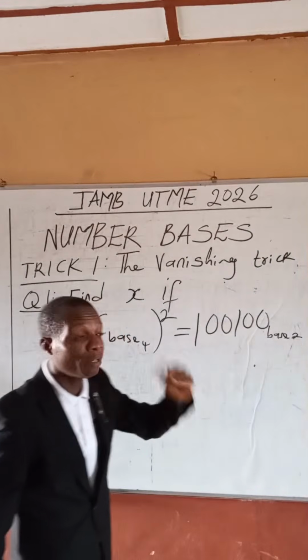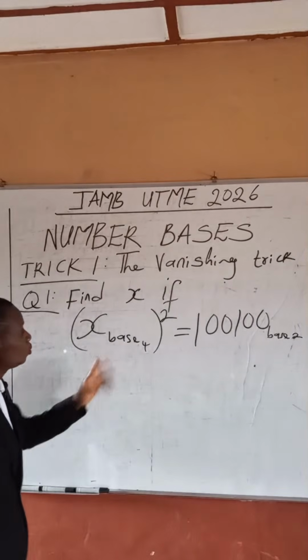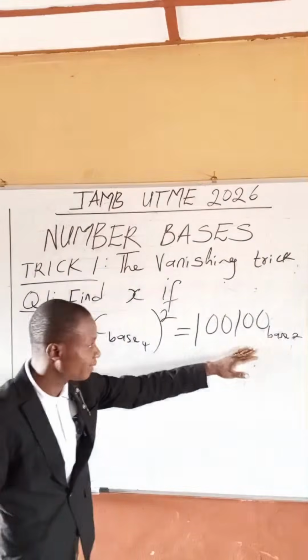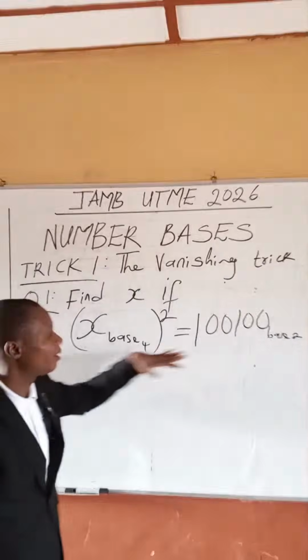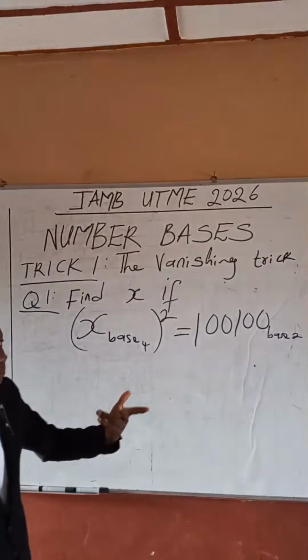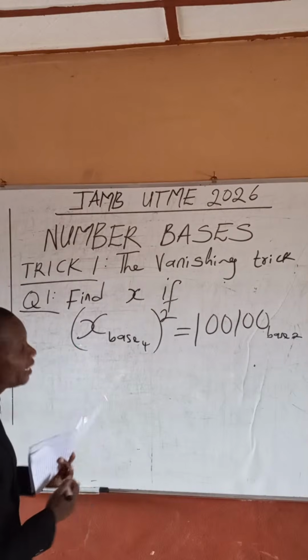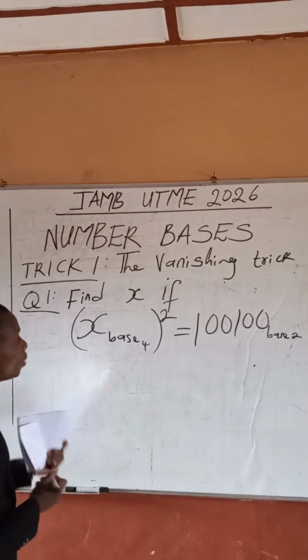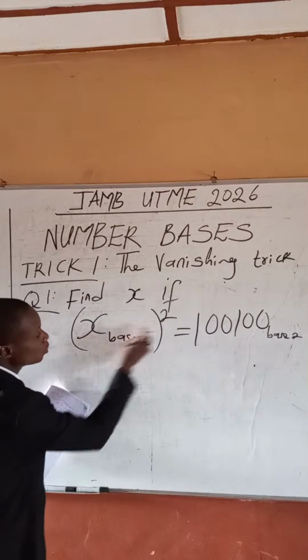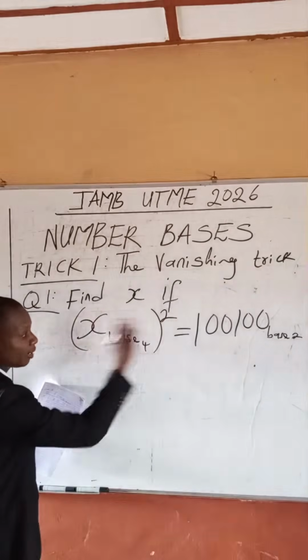Okay, now to solve a problem like this, we have to convert both sides. Okay, convert both sides to base 10. Right? We convert to base 10. So how do we convert to base 10? It is very easy, so easy. So this is 2. Don't forget this is square. So don't bother about the square, okay?